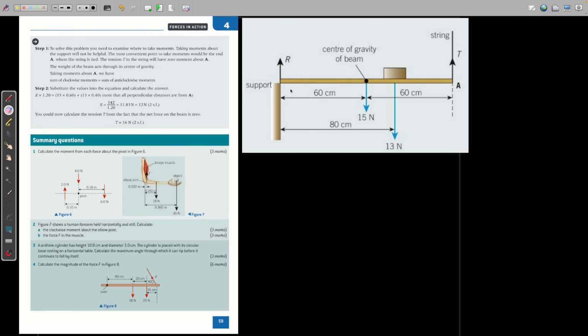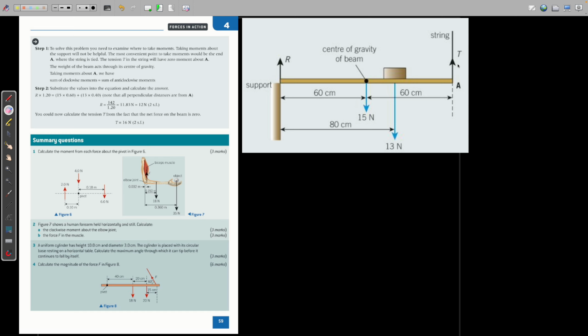So here's the uniform beam. Because it's a uniform beam, the center of mass is right in the center of the beam, so it's acting downwards, 15 newtons. We have a weight sitting on the beam here, 13 newtons. We've got two unknowns. We've got a reaction force on this side at the support, and then we've also got a tension in the string on this side. So this is holding the beam in equilibrium. We don't know the reaction force and we don't know the tension.